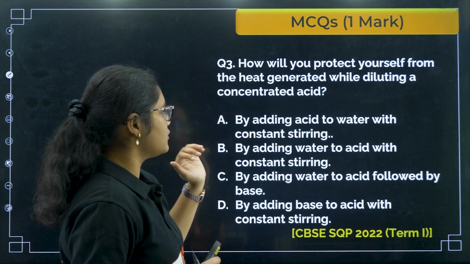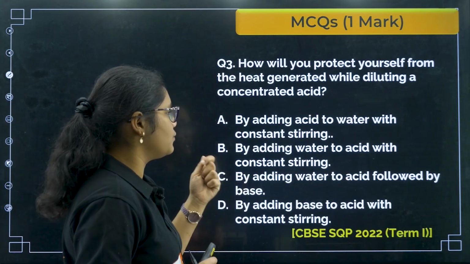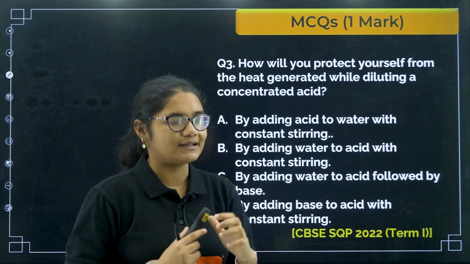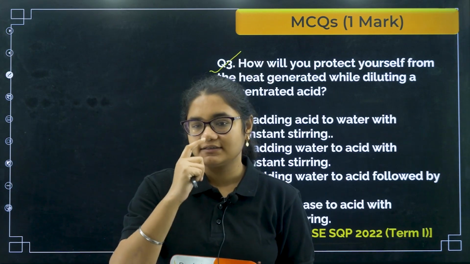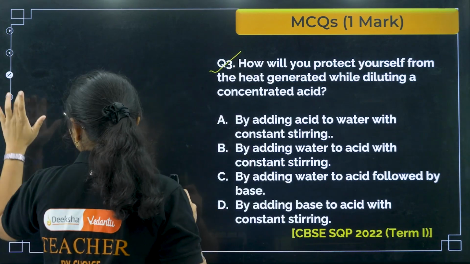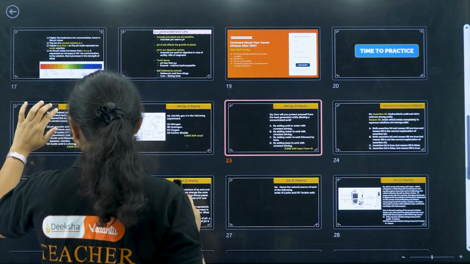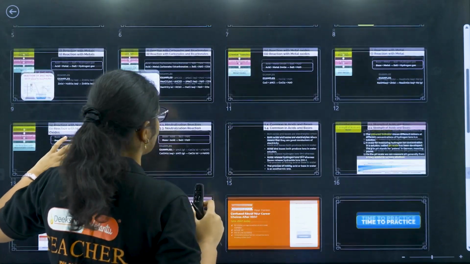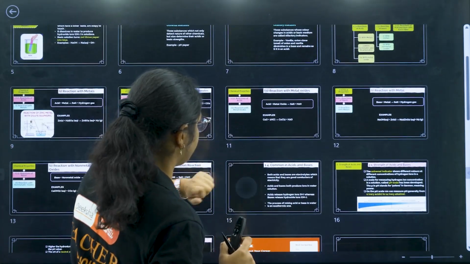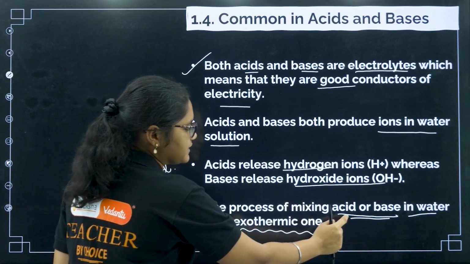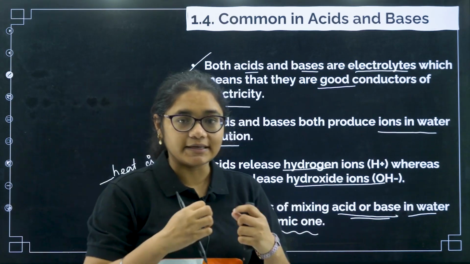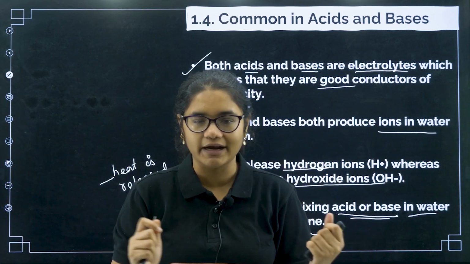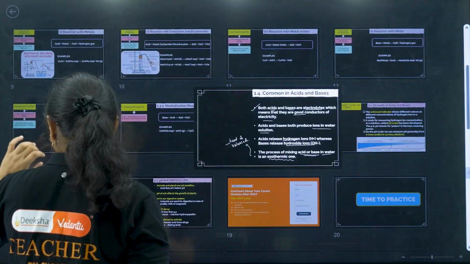How will you protect yourself from the heat generated while diluting a concentrated acid? This is a very important question. Now see, we have just seen one statement. If you have remembered, I'll show you the importance of this line. You can see the process of mixing acid or base in water is an exothermic one, meaning heat is released in that process, right? Now let us go back to our question.